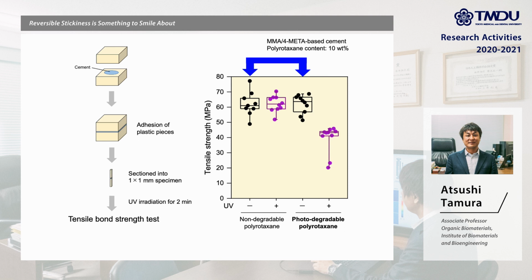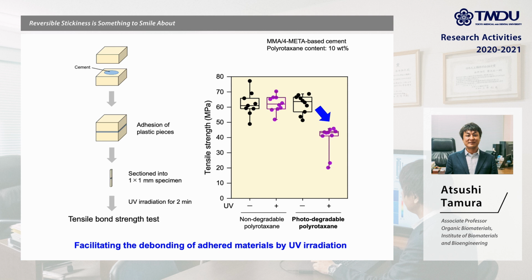However, after 2 minutes of UV radiation, the tensile bond strength of the resin cement containing photodegradable polyrotaxane drastically decreased. This result confirms that the polyrotaxane dissociation leads to decreasing the adhesive force.